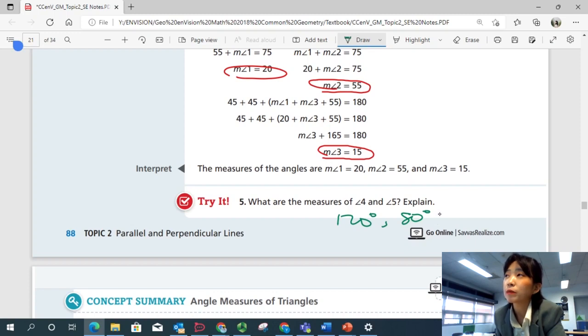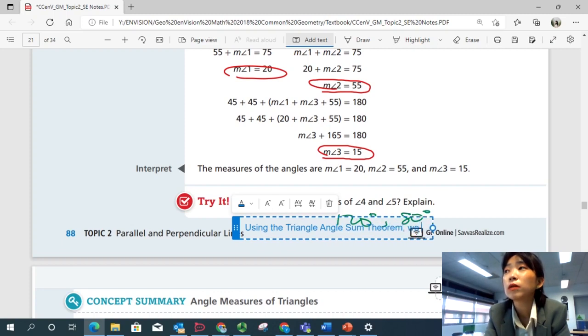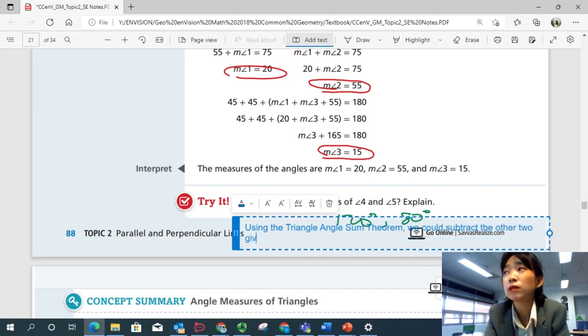How would you explain it? How did you get it again? Which theorem? Using the triangle angle sum theorem, we could subtract the other two given angles from 180 degrees to get their measures of angles.